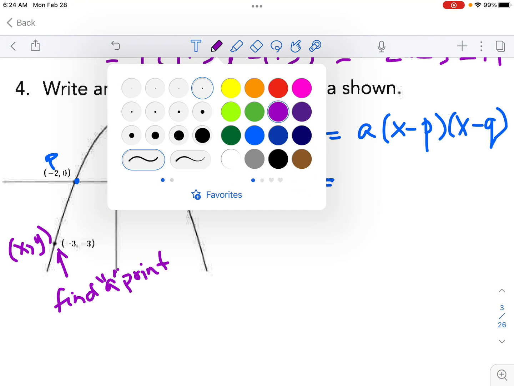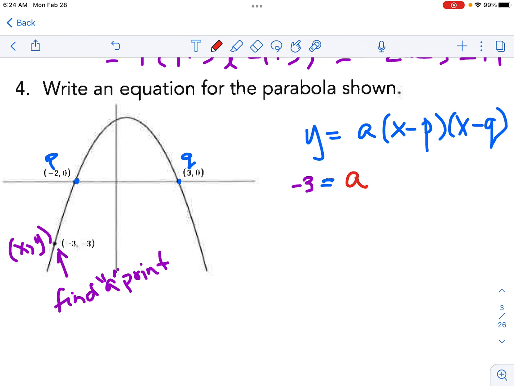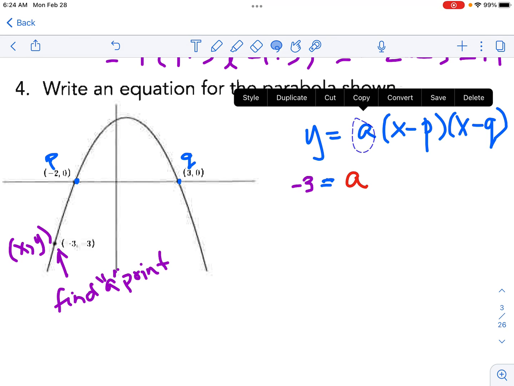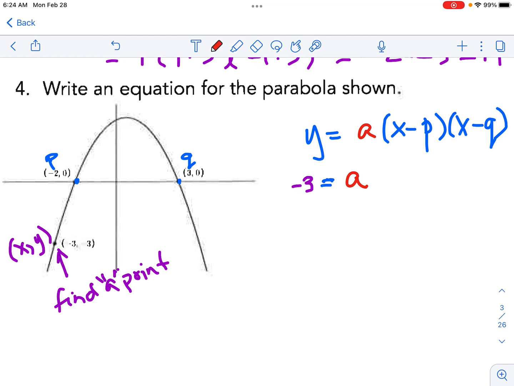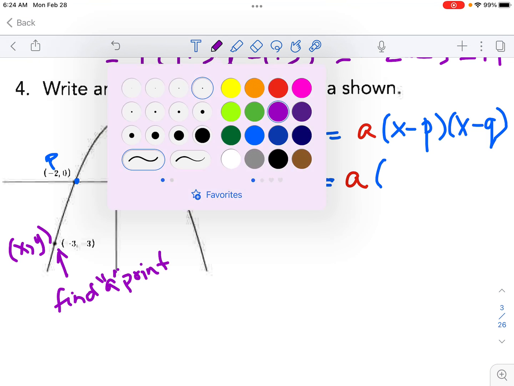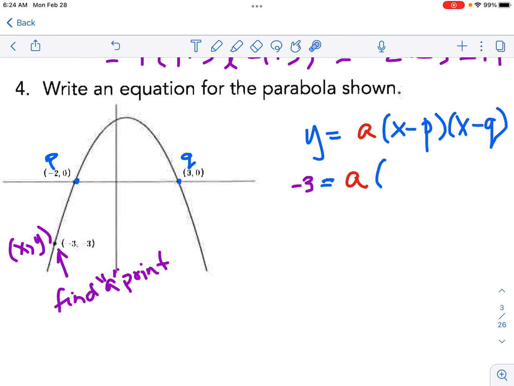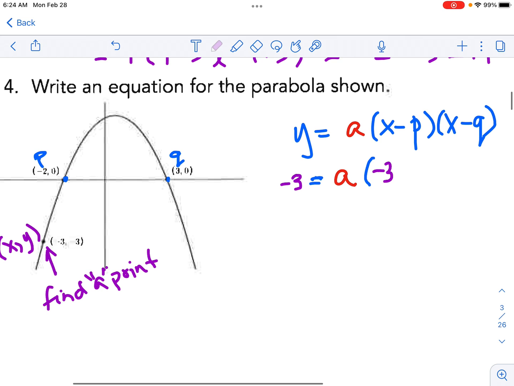Negative 3 equals a. I was color coding a as red before. There we go. And then we've got our x value, which is also negative 3. It's kind of confusing, but this point over here is at negative 3, 3. So this is also negative 3.